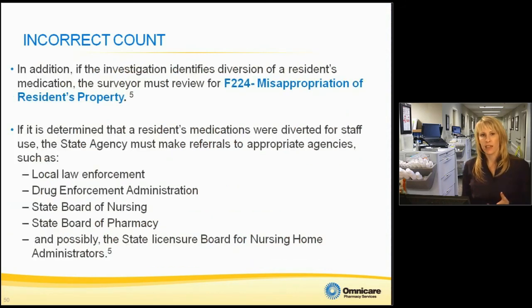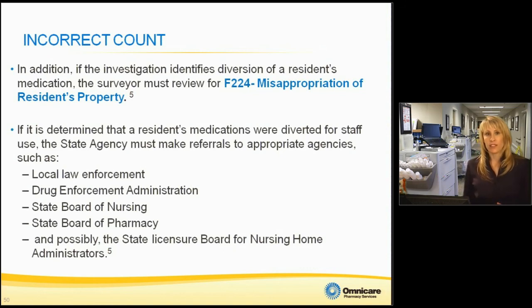I wanted to put this in because I think people just get caught up in the, oh, I'm scared, something could be missing thing, and they forget about the most important thing. F-tag 224. Whether or not you get F-tags doesn't make any difference. If someone's medications, controlled substance or not, are diverted, they're not being used appropriately, they're not being given to the resident, they're stolen. This is misappropriation of resident's property. It's stealing from the resident.